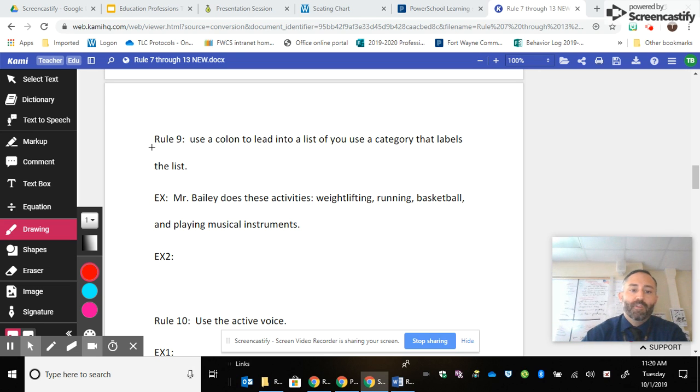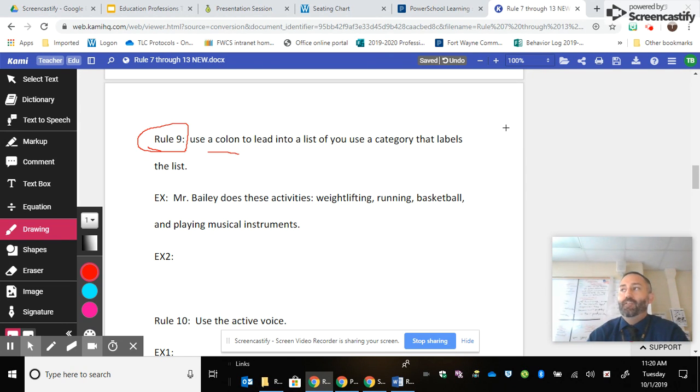Okay. In one of the earlier lessons, we used a colon to separate two related independent clauses if one was a claim and the other one was evidence. I believe that was rule number 6. But colons can also be used to lead into a list.